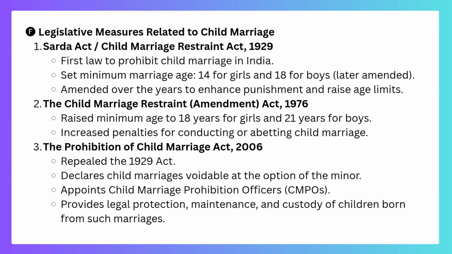Legislative measures related to child marriage. SARDA Act/Child Marriage Restraint Act, 1929. First law to prohibit child marriage in India. Set minimum marriage age, 14 for girls and 18 for boys, later amended. Amended over the years to enhance punishment and raise age limits.